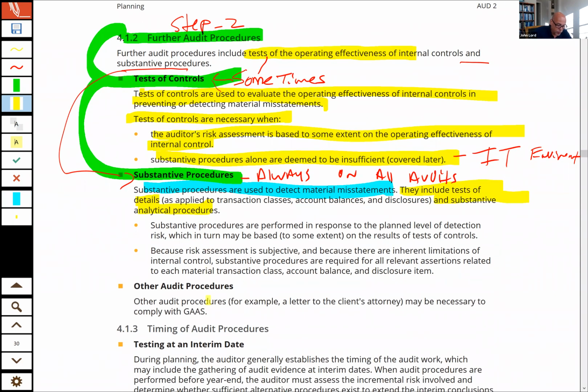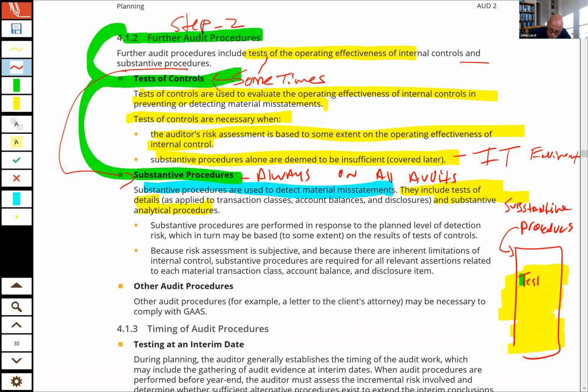Now, if we were to create a rectangle, and that rectangle were to represent our substantive procedures, I would have a lot of yellow here. That yellow is test of details.